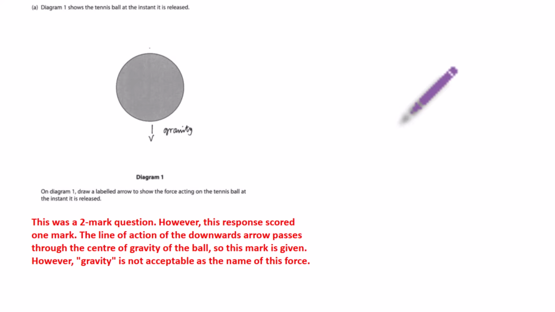And this student has written gravity instead of weight. This is a very common mistake. Now let's see. This was a 2-mark question. However, this response scored only 1 mark. The line of action of the downward arrow passes through the center of gravity of the ball. So this is where they get the 1 mark. However, gravity is not acceptable as the name of this force. The name of the force is weight. You can never write gravity instead of weight.